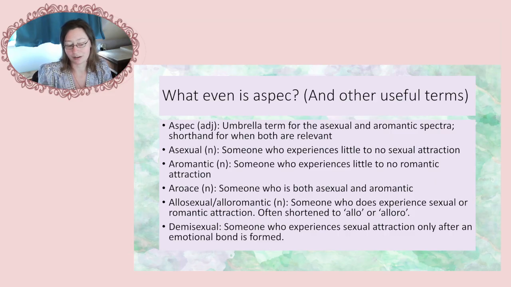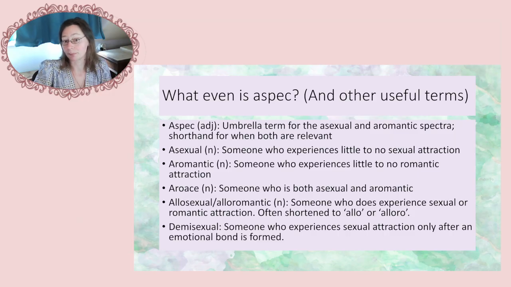Like lithromantic: you will get maybe a book here and there where a character is written as lithromantic or is specifically mentioned to be lithromantic, but they're very, very few and far between. This is basically all the terms that we need to get the general overview. So, Aspec is an umbrella term for the asexual and aromantic spectra.